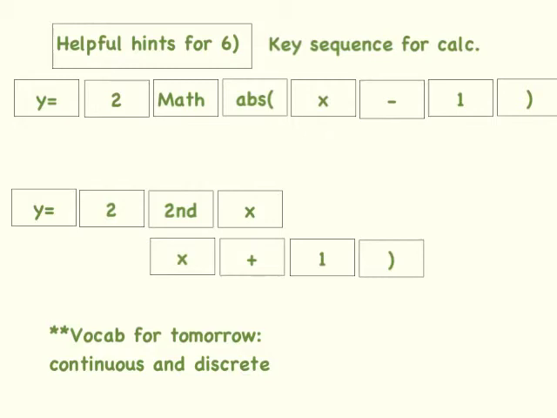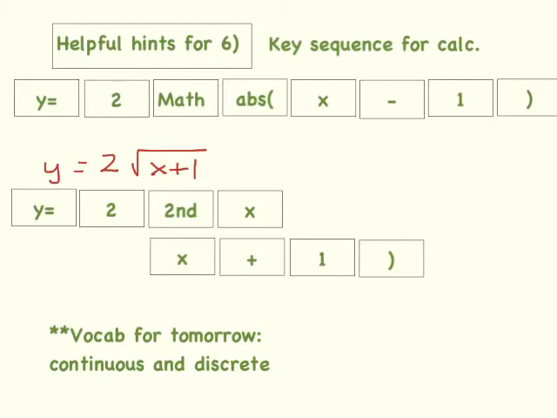On the second function on the right, we have y equals 2 square root x plus 1. So I'm going to write that one down because it looks like this. Y equals 2 square root x plus 1. But when you put it in the calculator, it may look a little different.